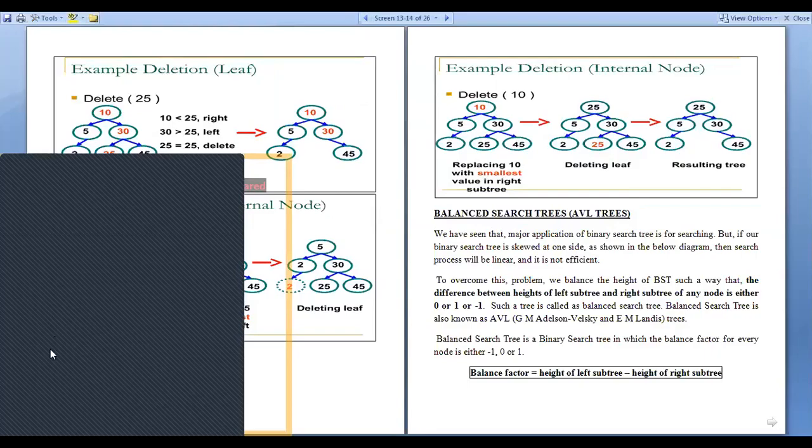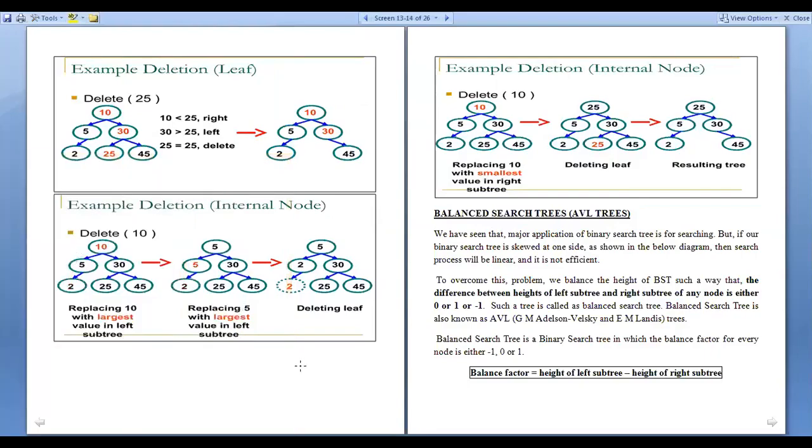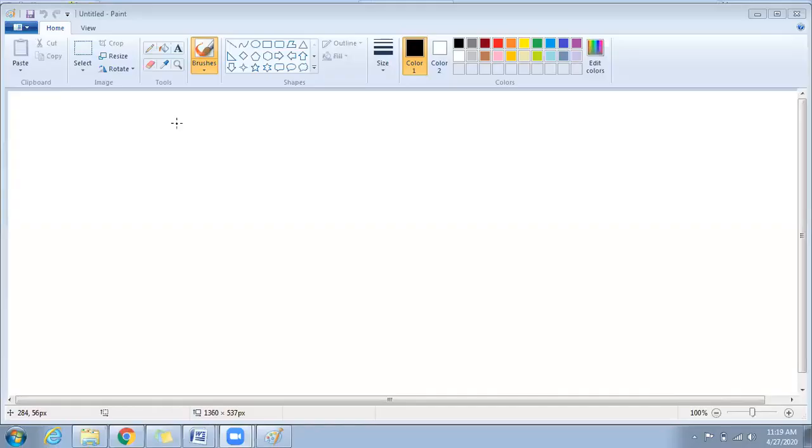I will go to the paint screen. Is it visible? Is the paint screen visible now for everyone?